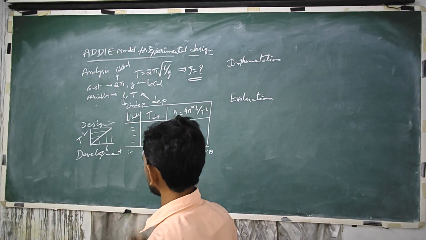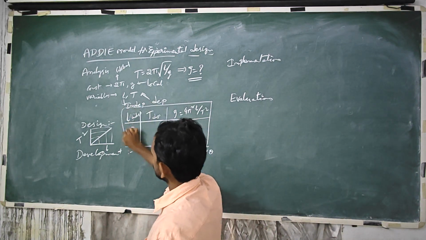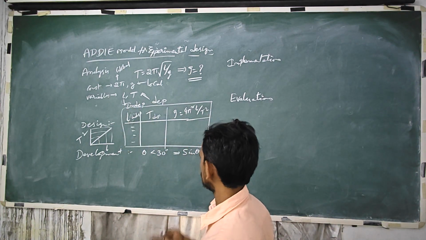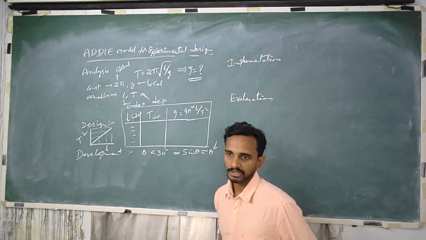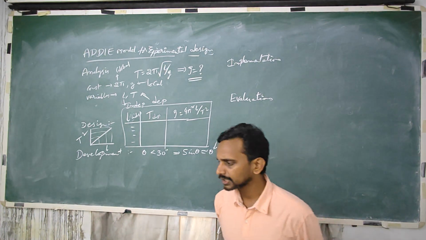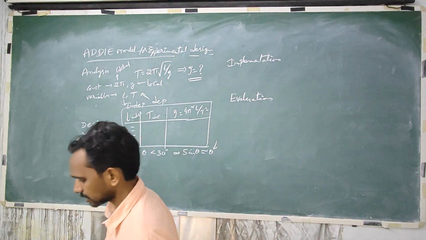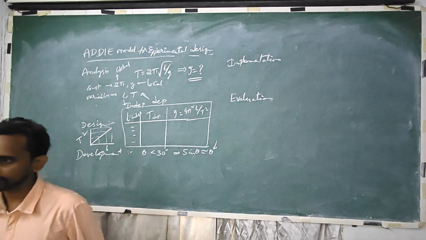So that is how we designed an experiment. Now we need to develop it. So what are the developments? One development is theta must be less than 30 degrees. And do we need any other repetitions or any other additional modifications here?